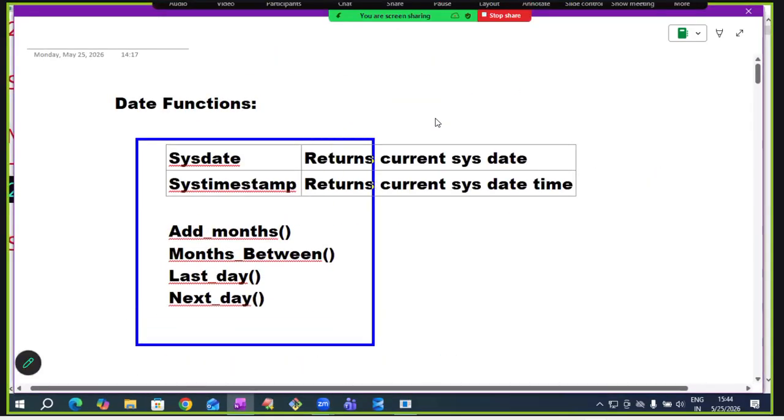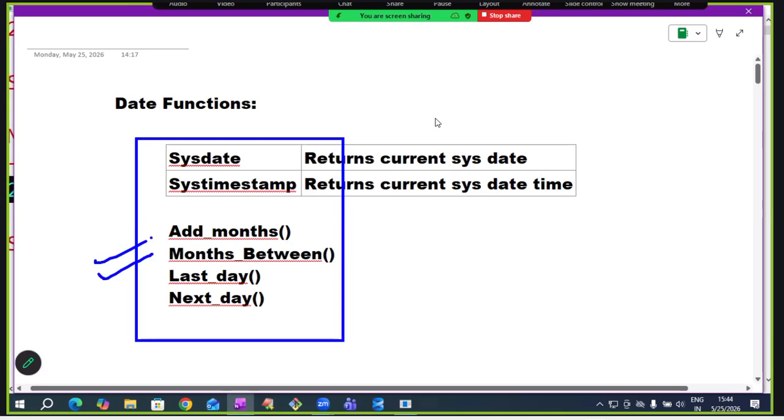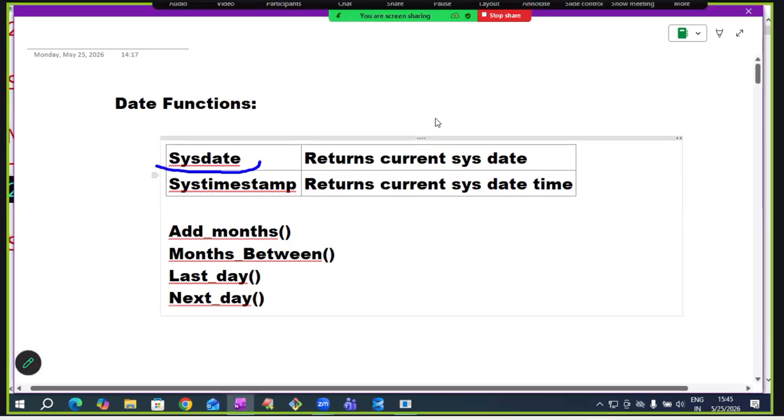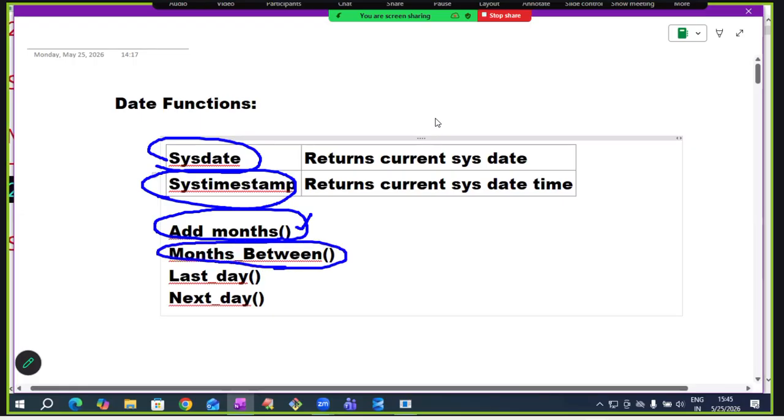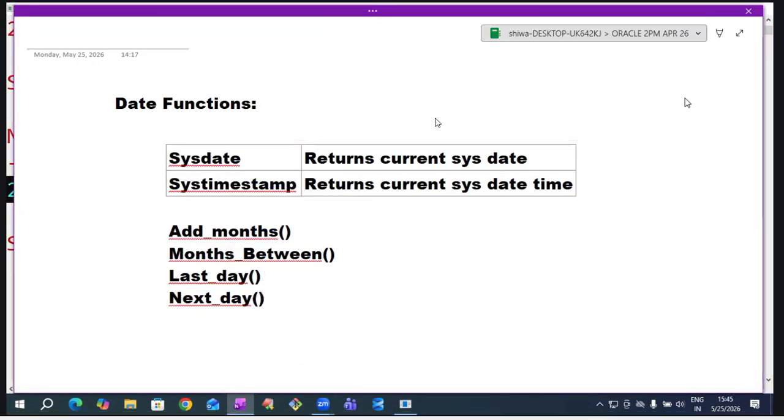And this is about date functions. All date functions are over. Okay. If you want to get current system date, sys date. To get current system date and time, sys timestamp. To add months to date or to subtract months from date, add months. To find the difference between two dates in the form of months, months between. Okay. To get last date in the month, last day. To get next date based on weekday, next Sunday date, next Friday date, like that, next day. So these are the date functions. All date functions are over.